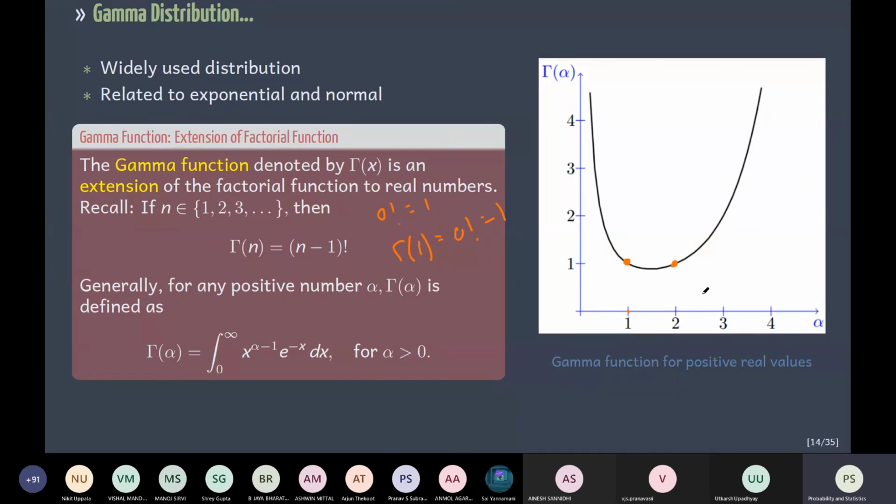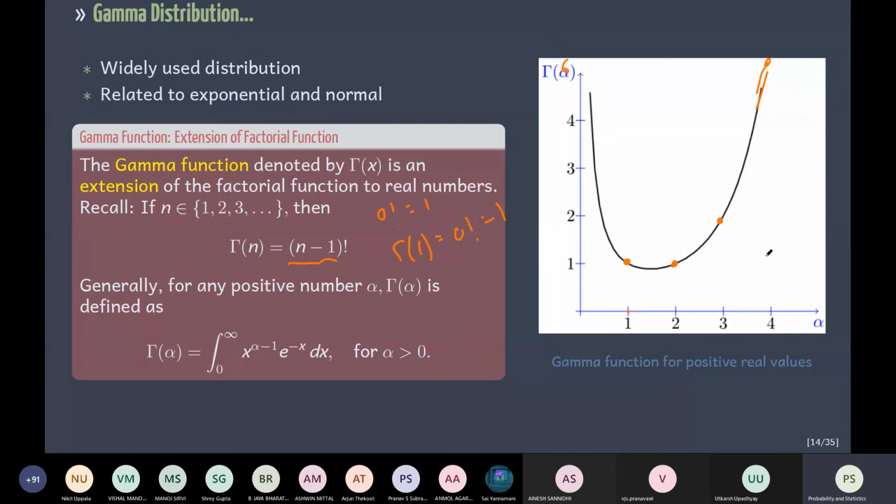After that, gamma of 3 will be actually 2 factorial. According to the notation, it's always n minus 1, right? So 3 will come out to be 2 here. And then gamma of 4 will be 6, I think. So somewhere here it should be 6.